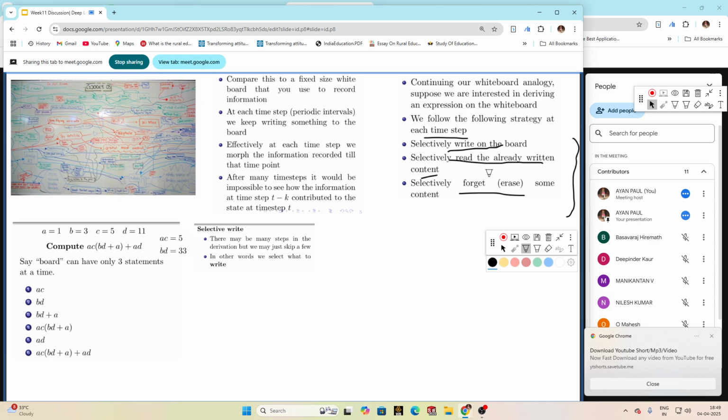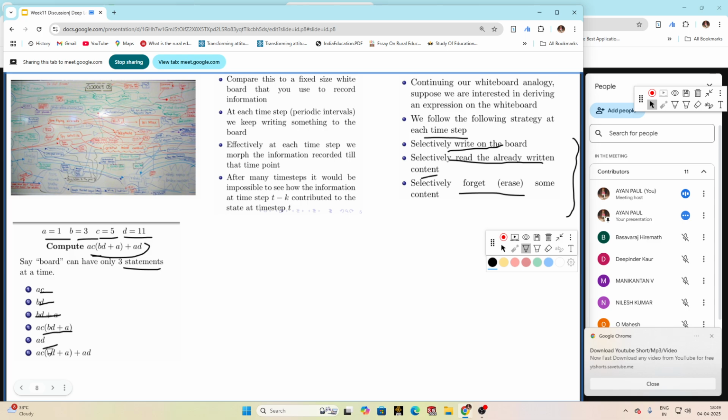Now say the board can only have 3 statements at a time. We have a equals 1, b equals 3, c equals 5, d equals 11, and we want to compute ac(bd + a) + ad. This thing we have to compute, but the condition is that in our board we can only write 3 statements at a time. So what can the statements be? The statements can be ac, bd, bd plus a, then ac(bd + a), ad, and ac(bd + a) plus ad. This is the full expression. So these are the statements that can be written.